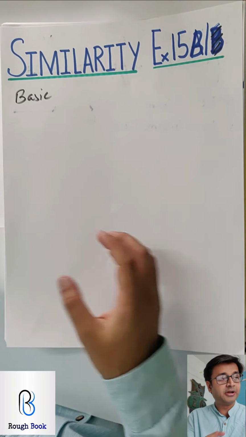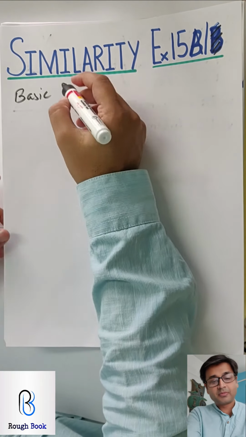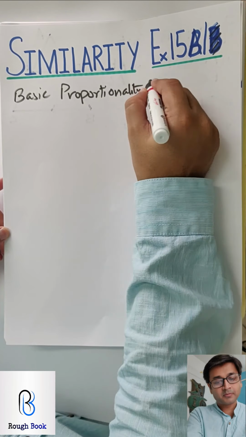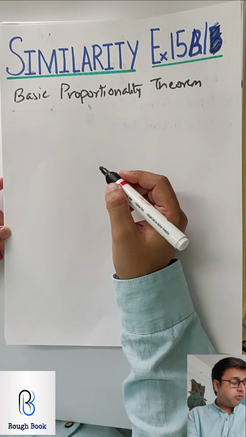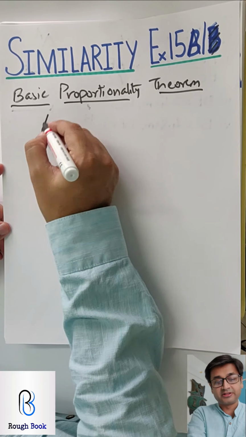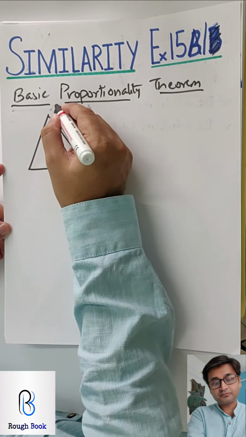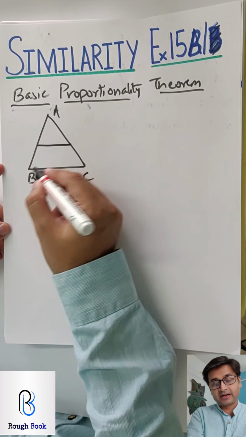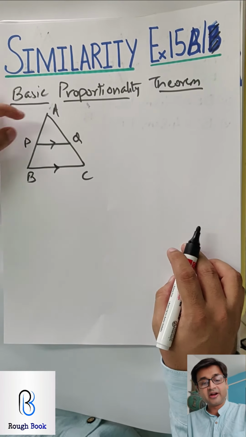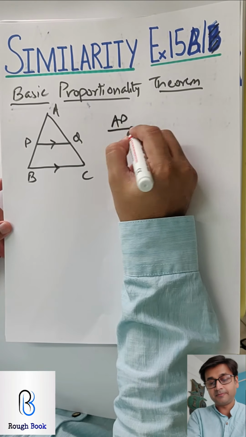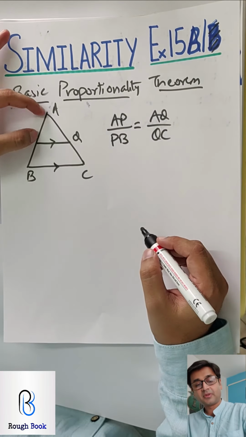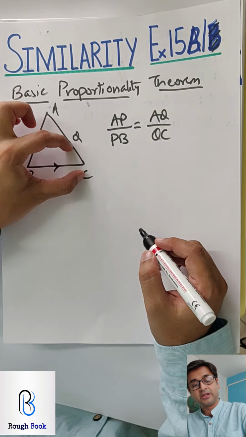basic proportionality theorem. BPT is what we call it, basic proportionality theorem. Very important property from this exercise point of view. Now, what do you understand by this property? If you have a triangle ABC and there is a line parallel to one side of the triangle, let's say PQ, then the other two sides are divided in the same ratio, as in AP upon PB is equal to AQ upon QC.